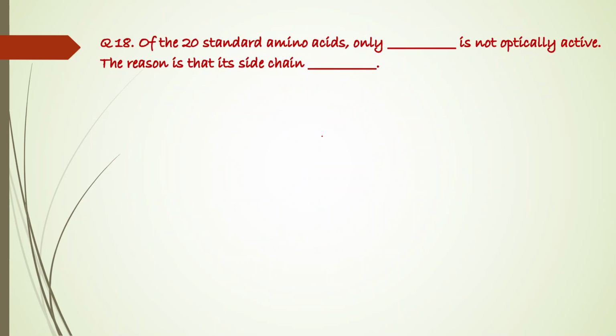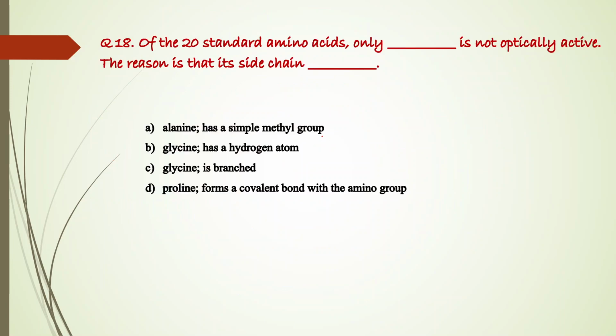Let us move to the next one. It states: of the 20 standard amino acids, basically only dash, there is a dash, is not optically active. The reason is that its side chain is what? It is a very easy question. Which of them is optically inactive and why? I already have two answers. Yes, I think all of you already know the correct option should be glycine.